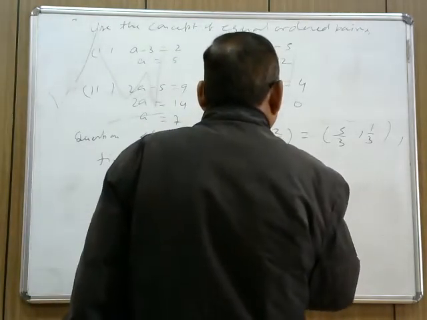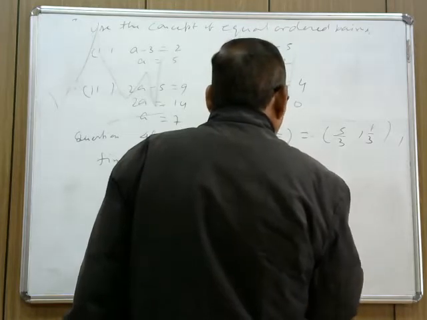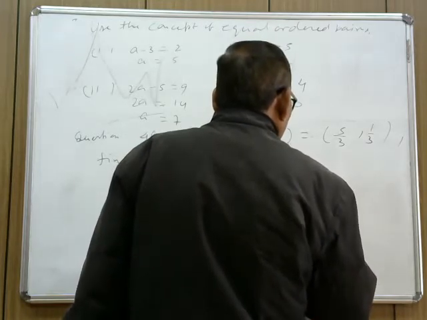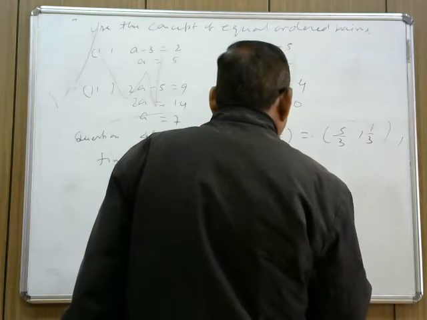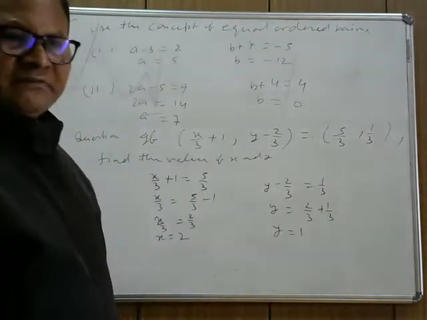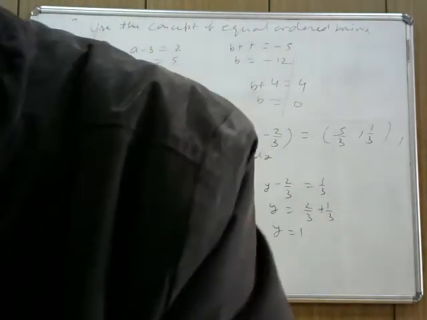Similarly, y minus 2 by 3 is equal to 1 by 3. y is 2 upon 3 plus 1 upon 3. When you solve them, it is 1. So your value of x is 2 and y is 1.